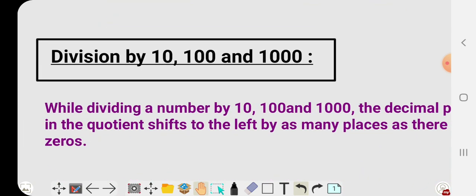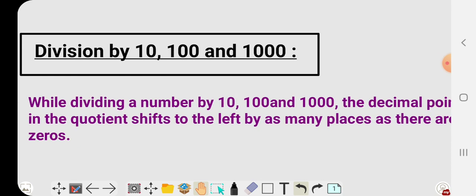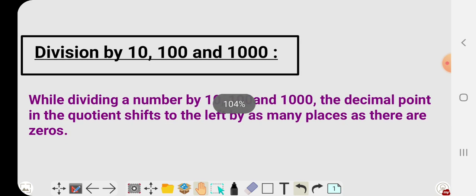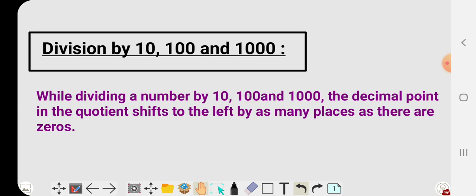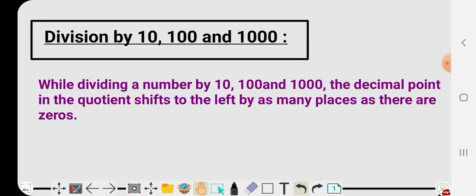First is division by 10, 100 and 1000. How do we divide any decimal number by 10, 100 and 1000? There is a simple rule. While dividing a number by 10, 100 and 1000, the decimal point in the quotient shifts to the left by as many places as there are zeros. See the example.